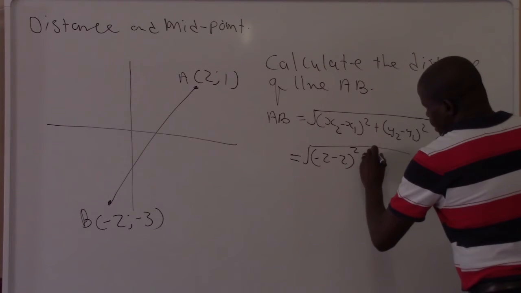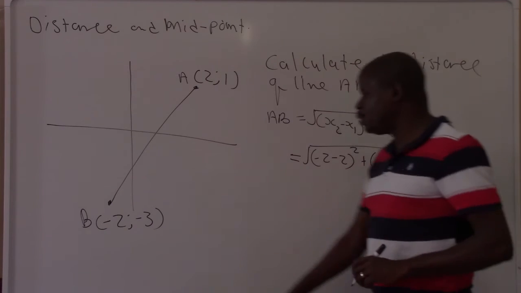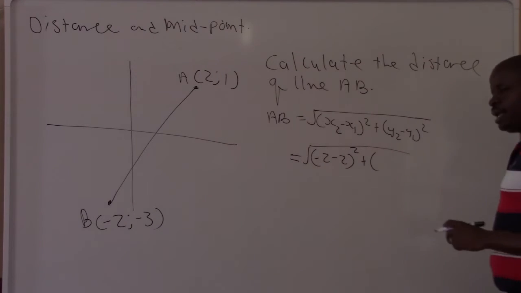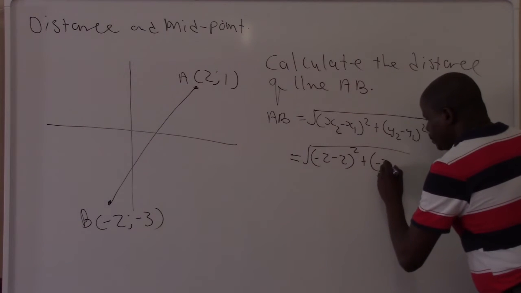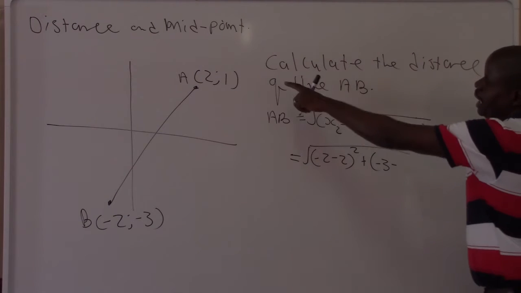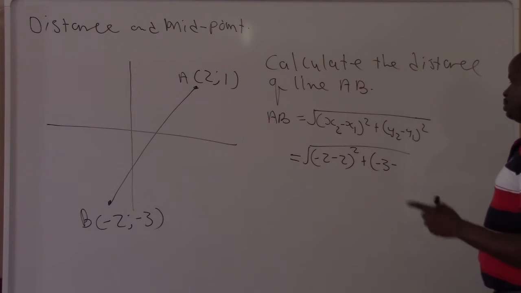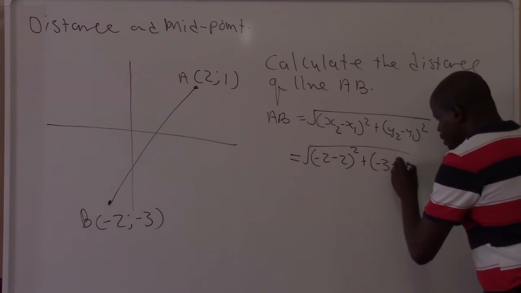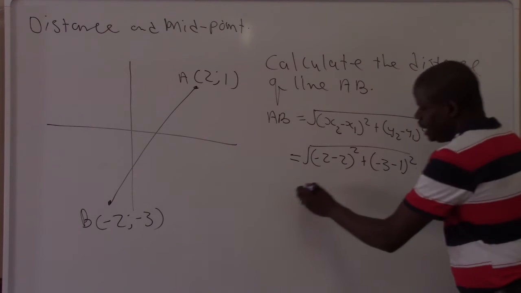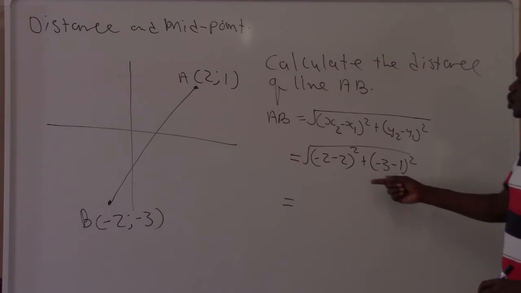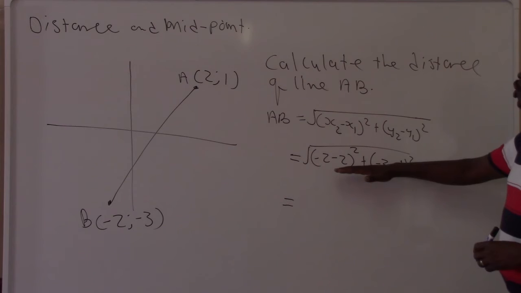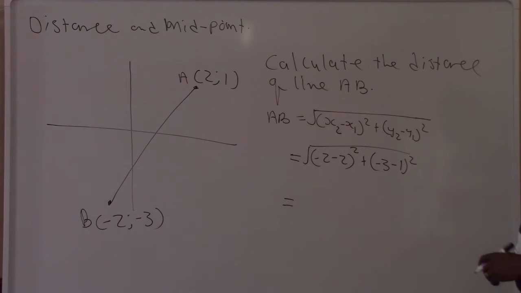Then we say plus, open bracket. Because we have used B as the second point, even in Y, that is what we are going to do. So we'll take -3 as our second point, minus, in this first point, Y is positive again. So we'll say minus 1, squared. And then that is what we are having. So when we have it like that, now we do have our substitution. So we have substituted correctly into the correct formula for calculating the distance.